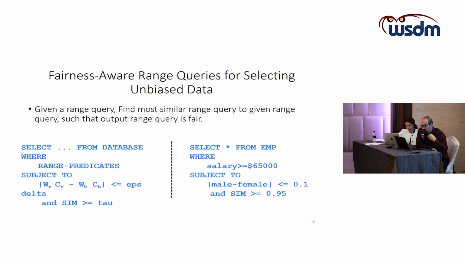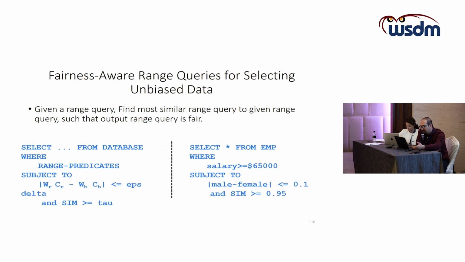In this line of work, the way that I'm going to present it, we are limited to two groups, and for visualization purposes I'm going to show one as blue and the other as red. So keep in mind we have two groups. All right, so the queries can be in the form of select from the database where some range predicates are satisfied, subject to the difference between two groups.